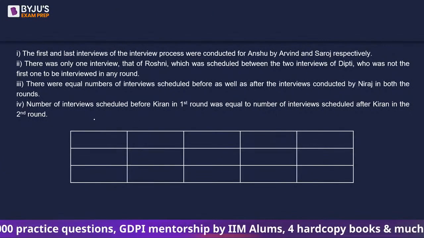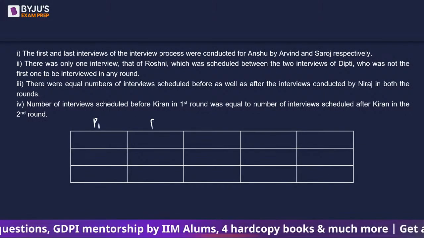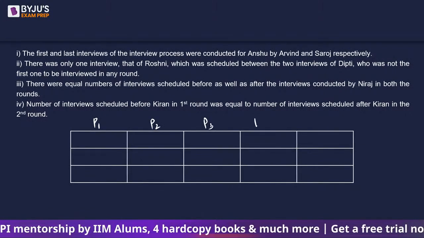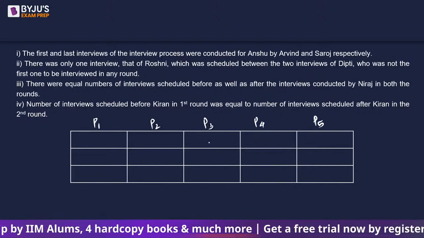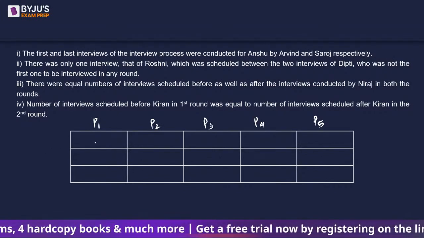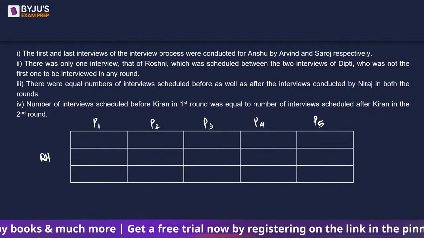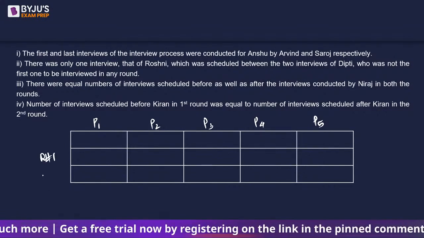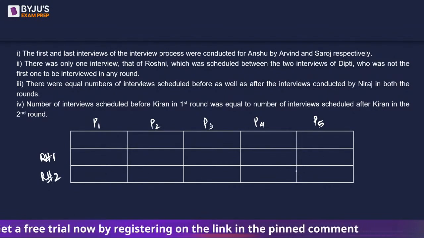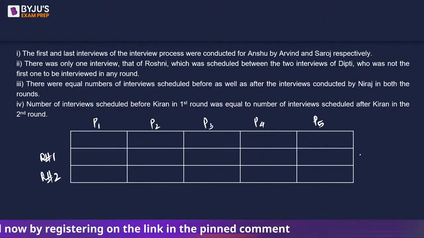So let's call this first panelist, second panelist, third panelist, fourth panelist, fifth panelist, and we will be writing down their names. This is round number 1. I'll be writing down the name of the candidates. This is round number 2. We'll be writing down the name of the candidates again.